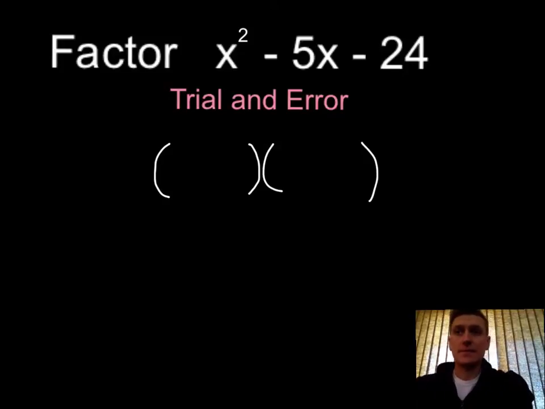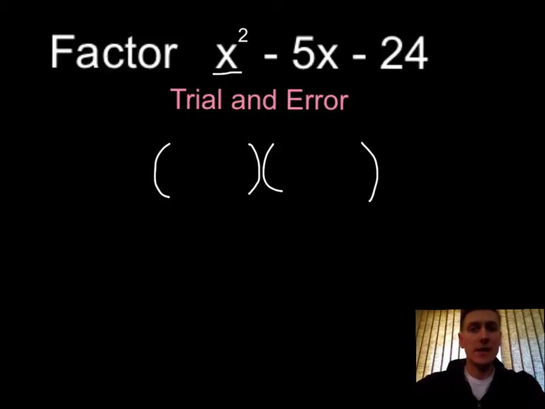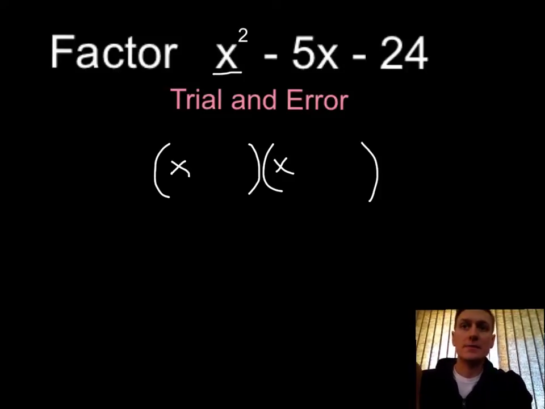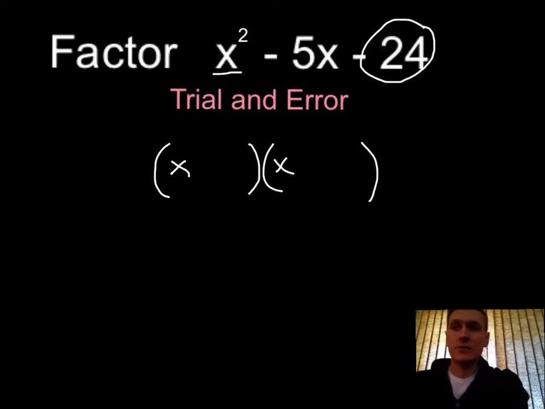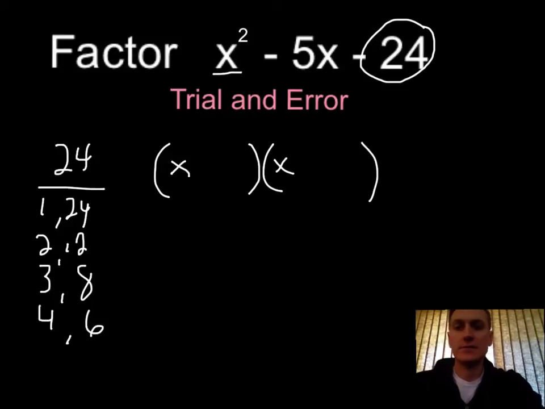The next step is to look at the leading term of x squared. The only way we can really expand x squared is x and x. So that becomes our first term in both sets of parentheses. The next step is to look at the constant term of 24 and write out the factors of 24. Factors of 24 are 1 and 24, 2 and 12, 3 and 8, and 4 and 6. These are all the factors of 24.